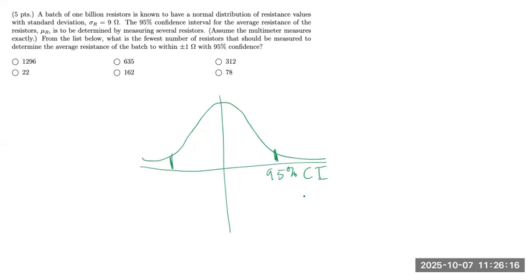So what is the fewest number of resistors that should be measured to determine the average resistance of the batch to within plus or minus 1 ohm with 95% confidence? So basically, they want us to measure it to within plus or minus 1 ohm. So let's go look at the concept of confidence interval.